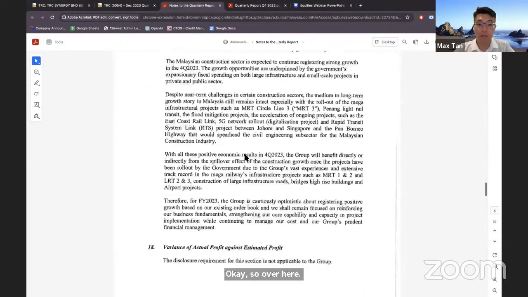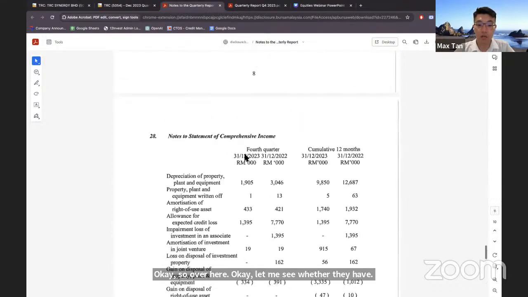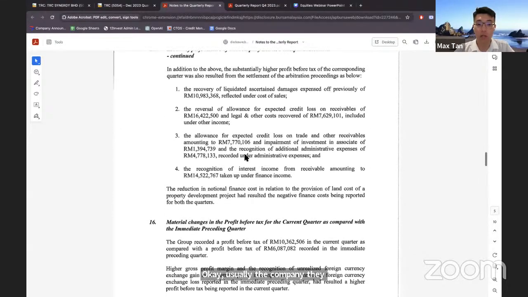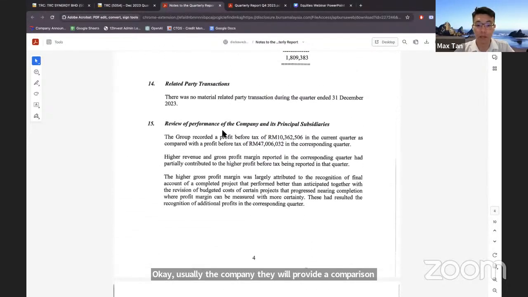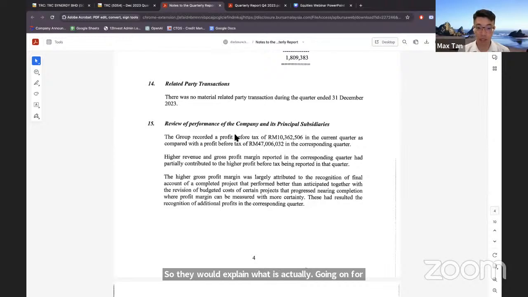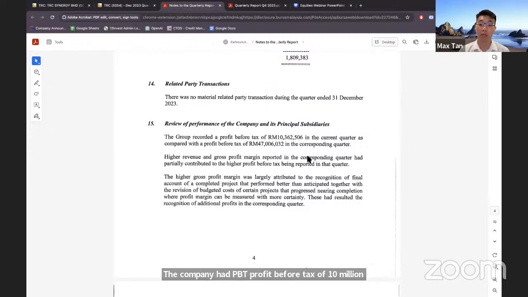Okay, let me see whether they have a comparison. Usually the company will provide a comparison note. Yep, over here. So they would explain what is actually going on for the quarter. Let's see here. The company had PBT, profit before tax, of 10 million compared to 47 million before, right?